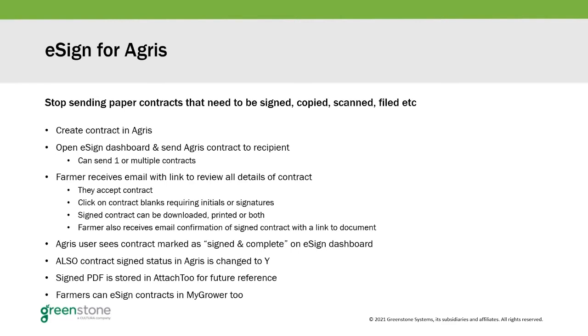So it's a pretty simple process, really. You create the contract in AGRIS, and then with ESign, you have a dashboard. And that dashboard, and I'll show you screens of that in a second, shows all of the contracts that are available to be sent for purchase. It shows you contracts that have been sent that are pending, and it shows you contracts that have been signed and returned. And you can send one or multiple contracts to the same person.